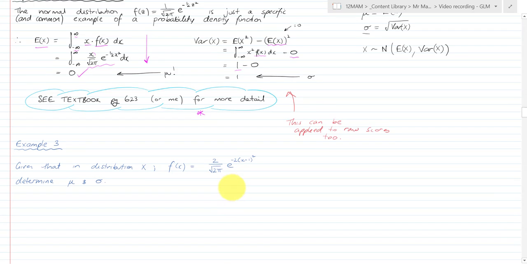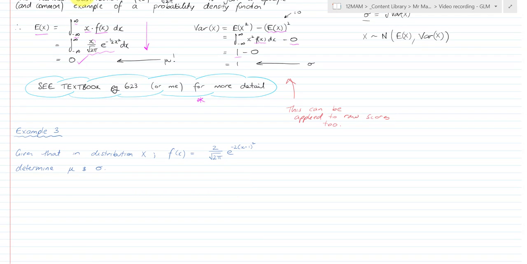And let's just finish off this exercise by talking about example 3. Given that in a distribution x, f of x equals this thing, determine mu and sigma. Now remember that f of x is equal to 1 over sigma square root 2 pi e to the negative half x minus mu over sigma squared.